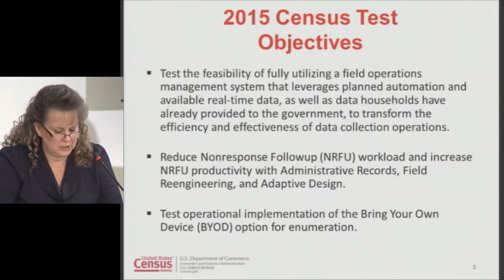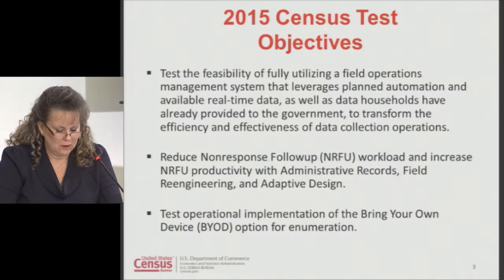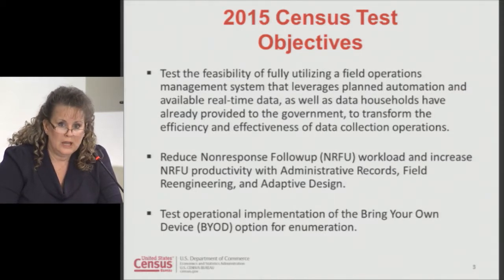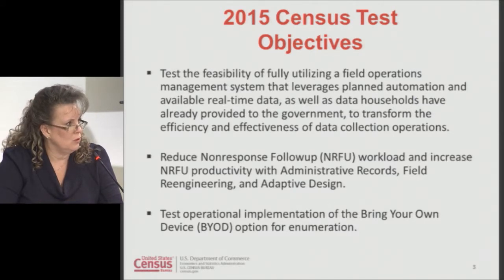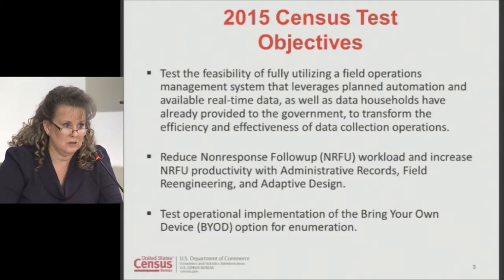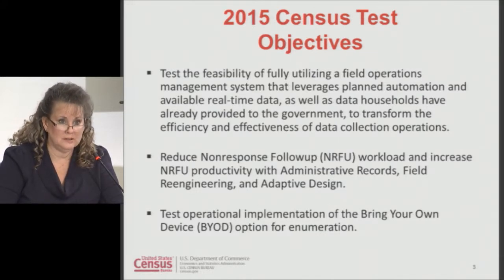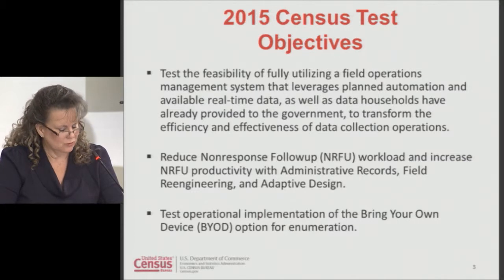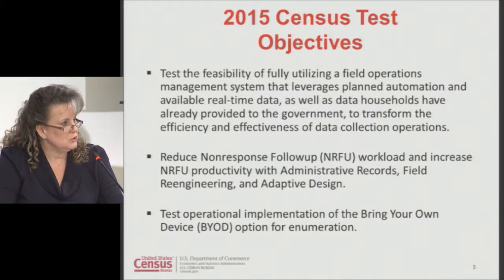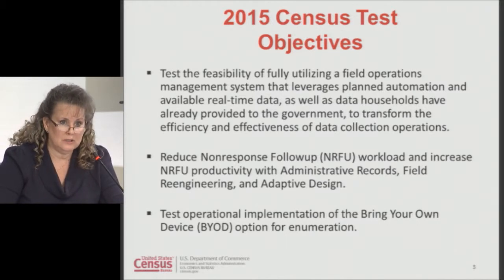We will further our exploration of using data about our households that has already been provided to the government or that is available through third-party data to reduce the non-response follow-up workload and increase the overall non-response follow-up productivity through the use of administrative records, field reengineering, and adaptive design. We will test the operational implementation of Bring Your Own Device as an option for our enumerators, and we'll use focus groups to explore the reactions to our contact methods, to administrative records use, privacy and confidentiality concerns, and how we might address those concerns.